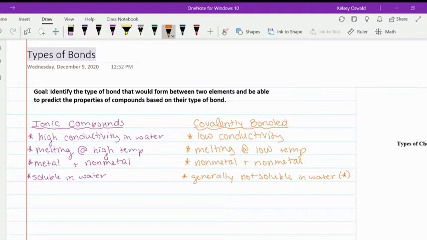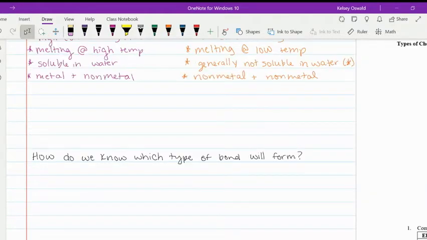Now we're going to look and see what causes these two different types of compounds to form. Now that we know the properties of ionic compounds, why do they form between a metal and a nonmetal? And now that we know the properties of covalently bonded compounds, why do they form between a nonmetal and a nonmetal? How can we predict which type of compound is going to form? Which type of bond will form all lies in something we looked at in chapter 5, one of our periodic trends. Electronegativity is going to be our big driver in chapter 6, so electronegativity from chapter 5 is coming back in full force.